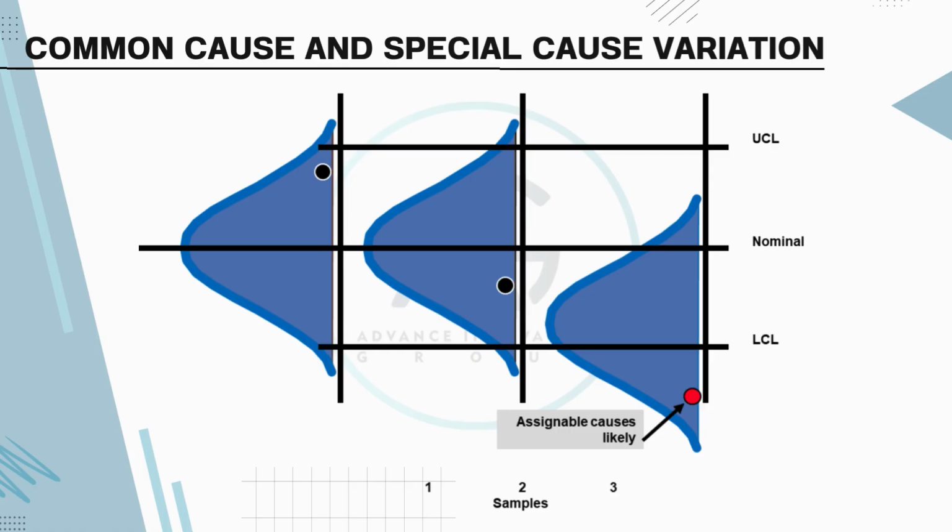However, in sample 3, the red dot is located outside the LCL, indicating a special cause variation. This signals that something unusual has occurred in the process, perhaps a specific error, malfunction, or external influence. The note, "Assignable causes likely," emphasizes the need for further investigation to identify and eliminate the root cause of the deviation in sample 3. Understanding and distinguishing between these two types of variation is fundamental in statistical process control, SPC, and helps organizations maintain consistent quality and improve processes over time.